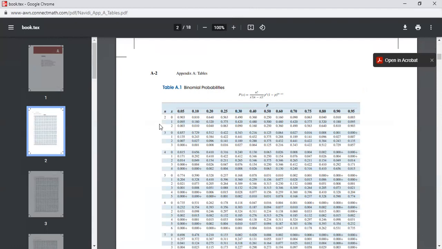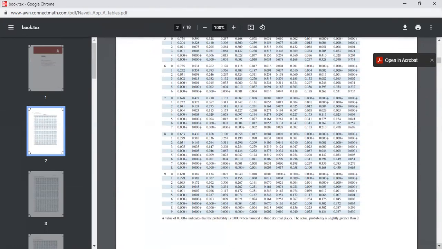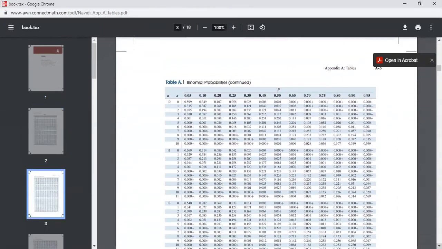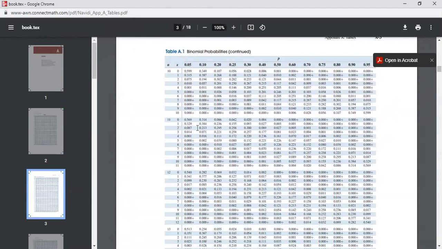We said that n is 10, so I need to scroll down and find n to be 10. It looks like it's on the next page. All right, so we're looking up top, n is 10, and we said x is 5. And we're going to go across until we see the probability p to be 0.3. So here's that intersection.